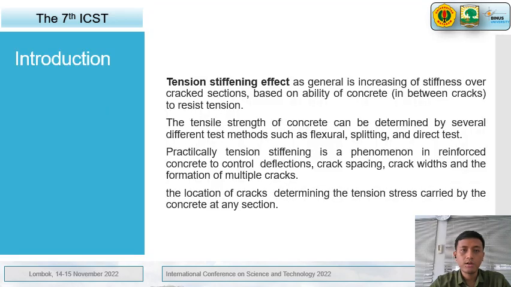Okay, next we are going to the introduction first. What is tension stiffening effect? Tension stiffening effect, in general, is increasing of stiffness over crack sections based on ability of concrete in between cracks to resist tensions. The tensile strength of concrete can be determined by several different test methods such as flexural, splitting, and direct test. Practically, tension stiffening is a phenomenon in reinforced concrete to control deflections, crack spacing, crack widths, and the formation of multiple cracks. The location of the cracks determines the tension stress carried by the concrete at any section.